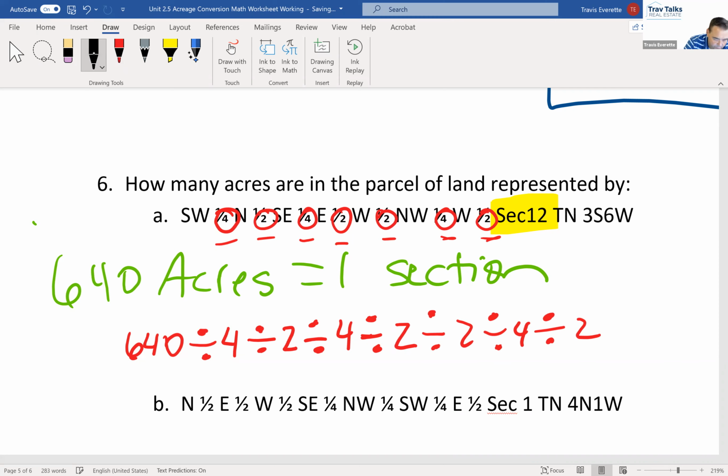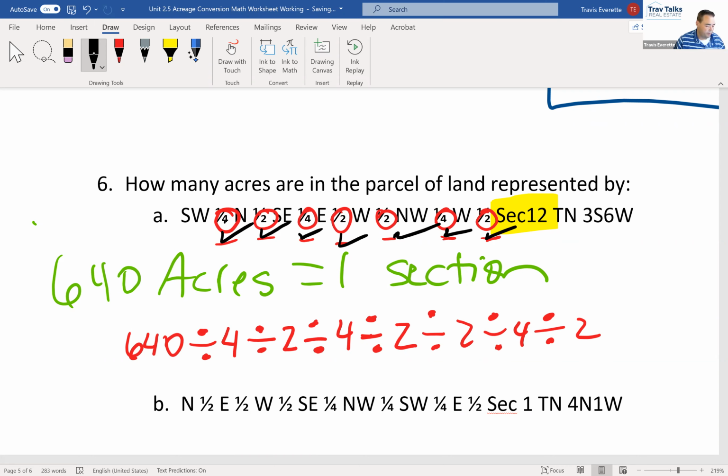All right, so I got 640 divided by 4. There's that one. 640, all right, divided by 2. There's that one. Divided by 4. There's that one. Divided by 2. There's that one. Divided by 2. There's that one. Divided by 4. There's that one. Divided by 2. There's that one. So they're all there. Now I can type that into the calculator.